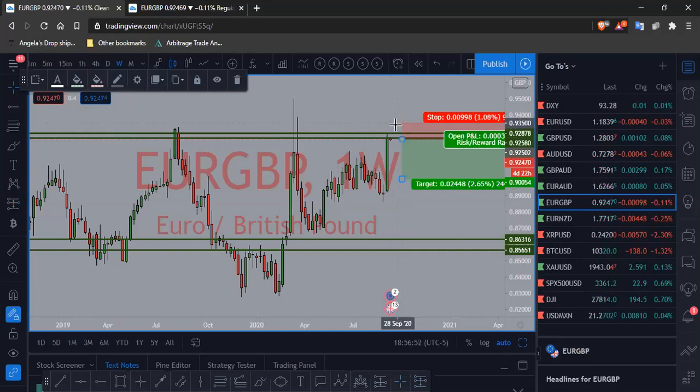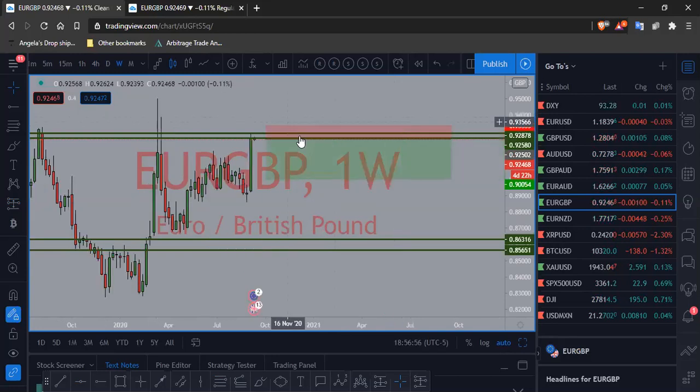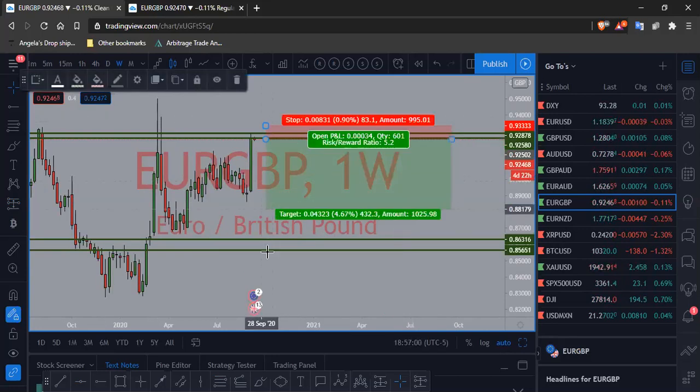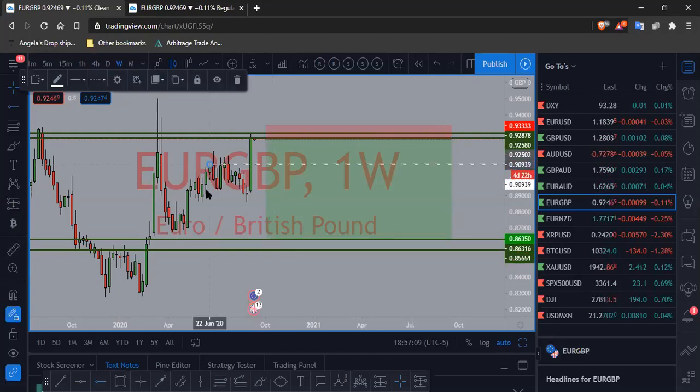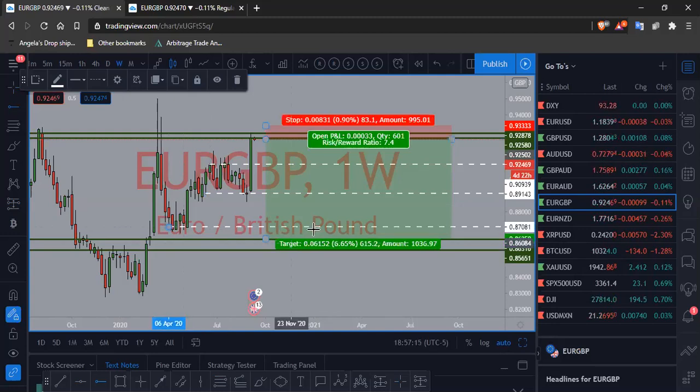Put my stop loss slightly higher right here, which is 83 pips. This swing trade, and I want to take it all the way down here. Now, these are the levels I'll most likely take some profits at. I'll take it here. I'll take profits here, and then I'll take profits like around here. But most likely, I'll just want to take this all the way down to here, 615 pips.